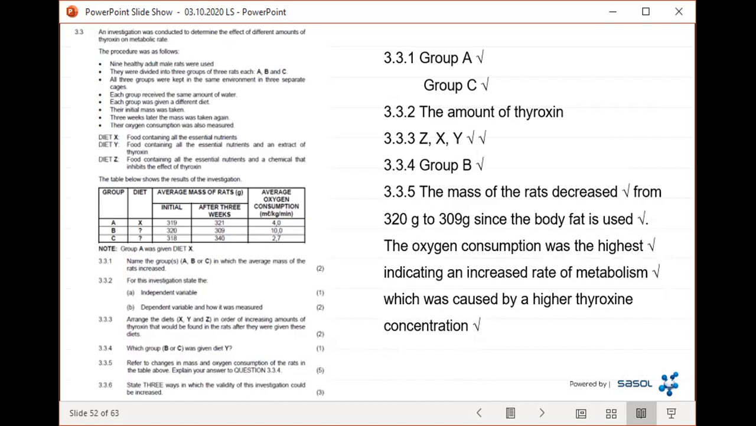And then the oxygen consumption was the highest, indicating an increased rate of metabolism, which was caused by a higher thyroxine concentration, and you would get 3 marks for stating that, and that would actually make up the maximum 5 marks that you could get for this question. But if you have an additional sentence which says diet Y is the only diet that contains thyroxine, you would also get your mark, but the maximum marks you can get for this question is 5.